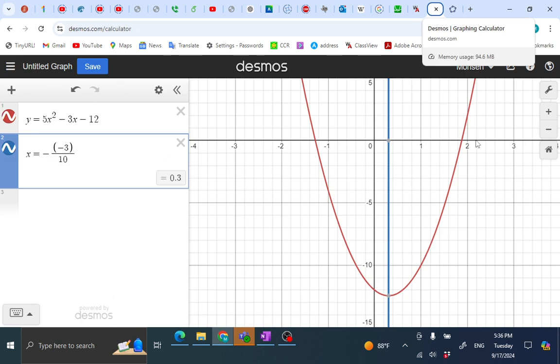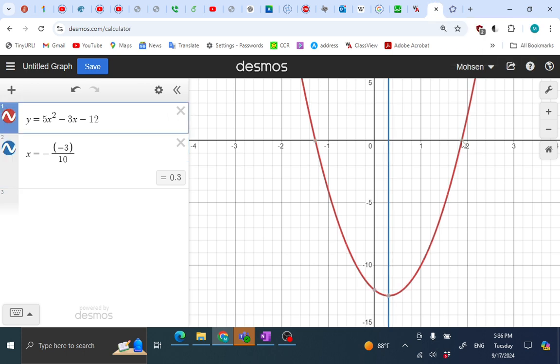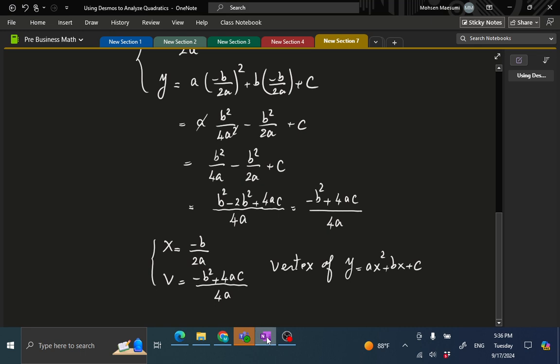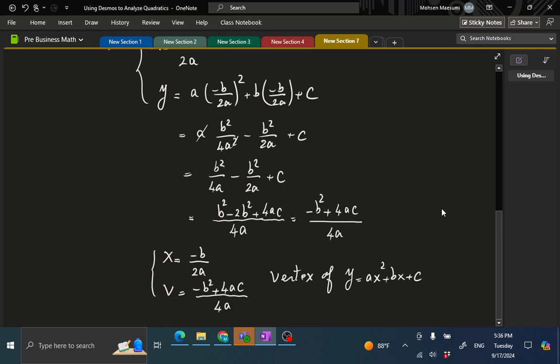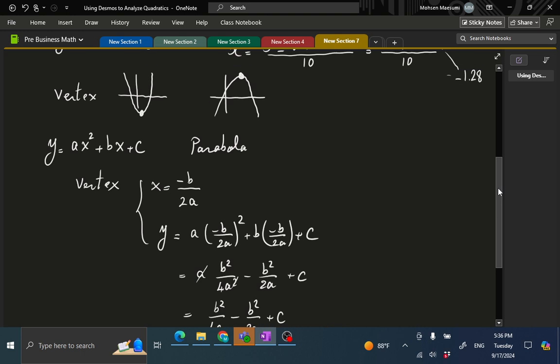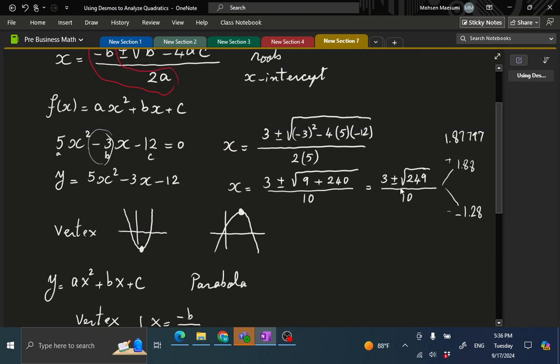Okay, let's go back to the type of problems that we were solving. Suppose I want to verify that this point is what I think it is, 1.87797. What was the expression I had for it? Let me just show it to you. We had the x-intercept was 3 plus or minus the square root of 249, the whole thing divided by 10.